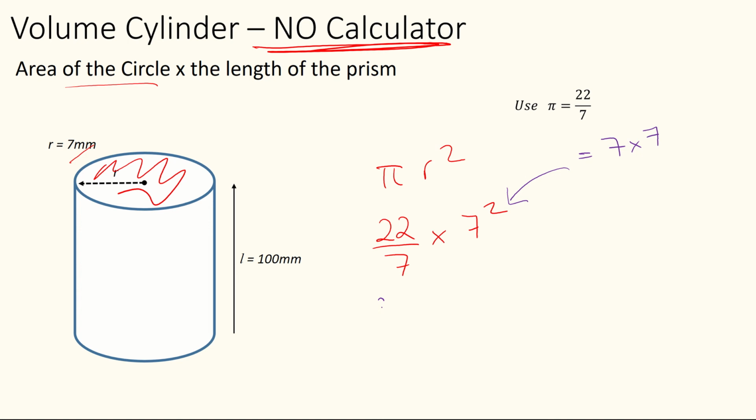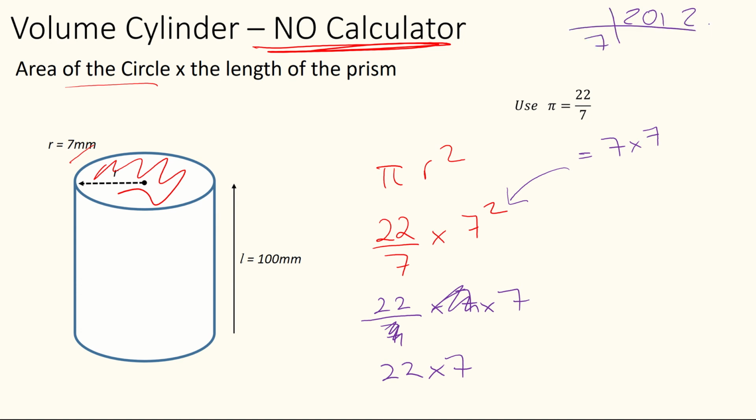So if I'm going to rewrite this now, 22 over 7 times 7 by 7. You'll notice that there's a lot of 7s in there. Now when you divide by 7 and you times by 7, they actually cancel out. So I can get rid of this one and I can get rid of this one. So what I'm left with is 22 times 7.